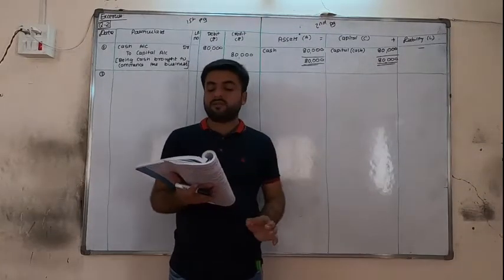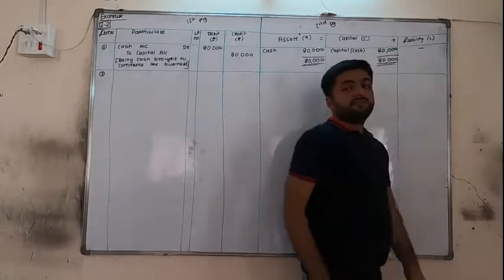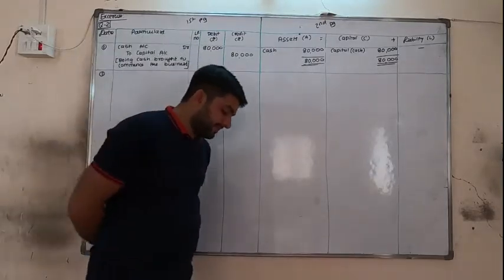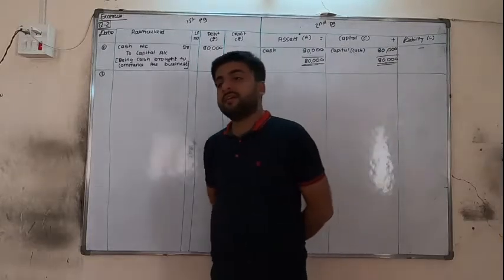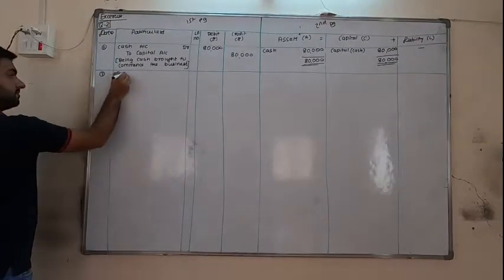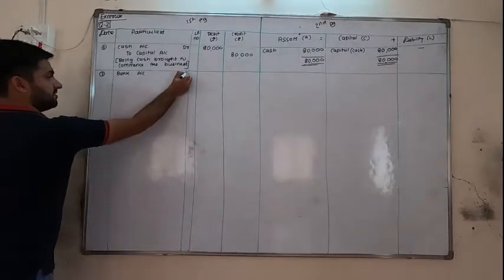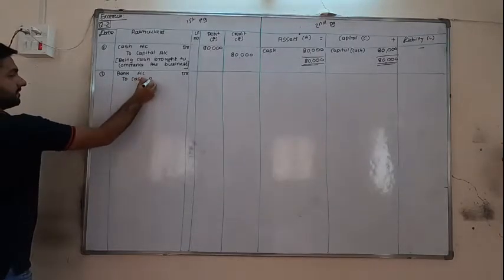Rupees 20,000 deposited with bank and opened account. We are depositing the cash into bank. So bank is the receiver of our cash and our cash is going out. So bank will be debited and cash will be credited. So bank account debit to cash account.